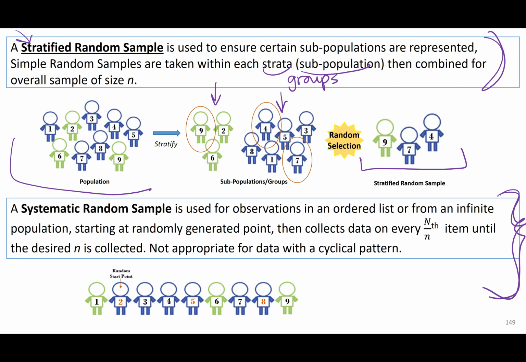So this is, let me test every 5th one. Let me test every 3rd one. So this one, it looks like the randomly started point was this person 2. 3 people later, they took another one. 3 people later, they take another one. If it kept going, I would take every 3rd person.